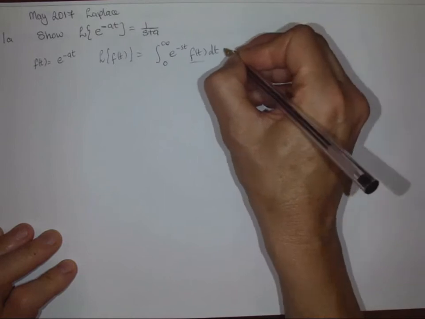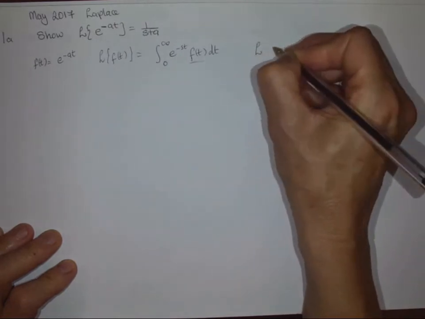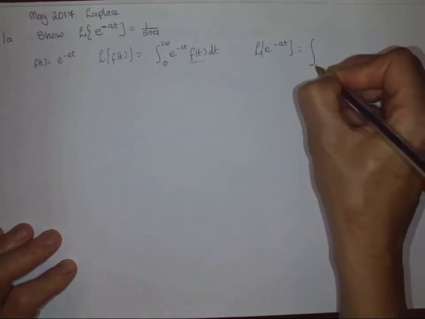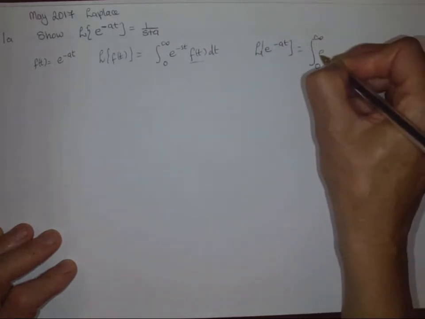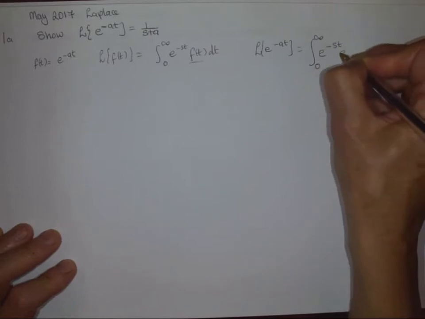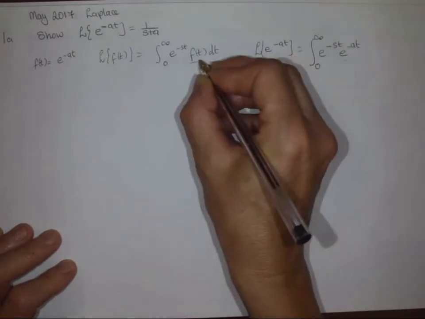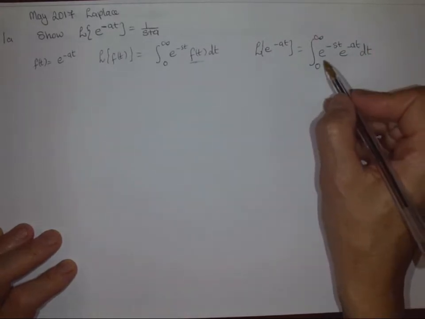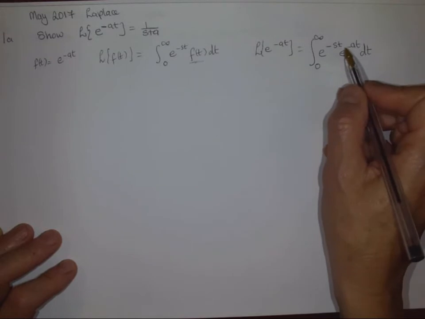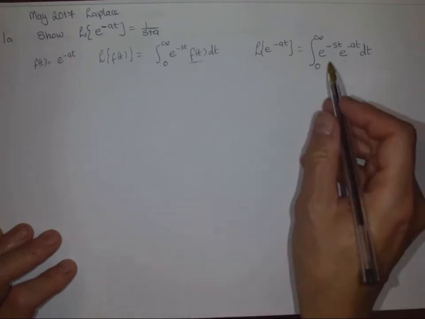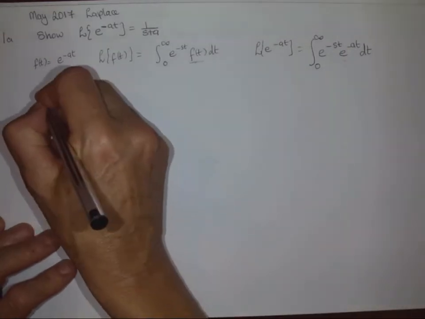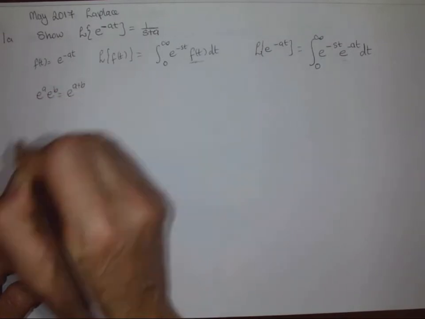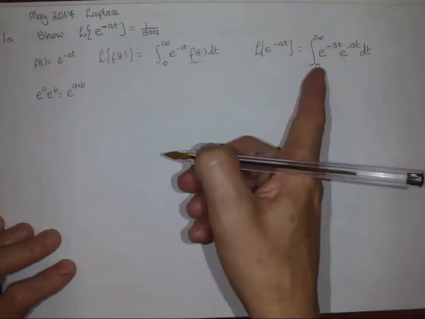So we put that in. So the Laplace transform of e to the minus at becomes the integration between 0 and infinity of e to the minus st times e to the minus at, this is the f of t, there, dt. To do an integration, sometimes you just have to rearrange this so it looks like something that's easy to integrate. So if we use the exponentials rule, that e to the a times e to the b is equal to e to the a plus b, this little rule here will help us with this.